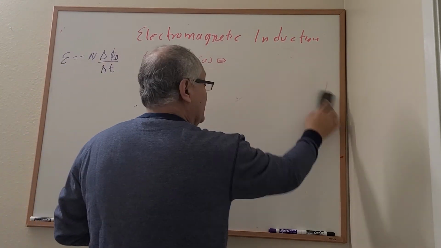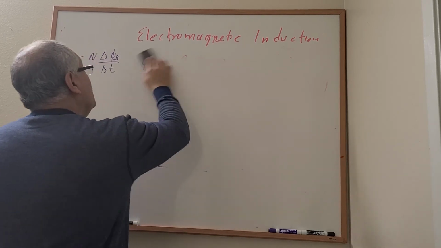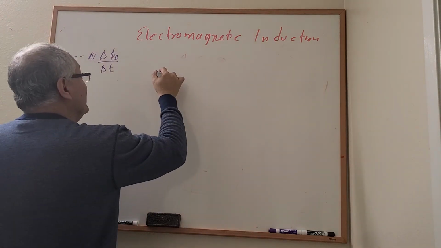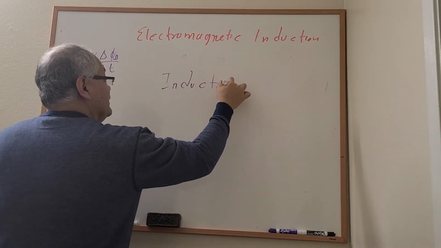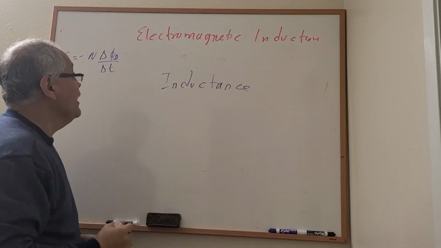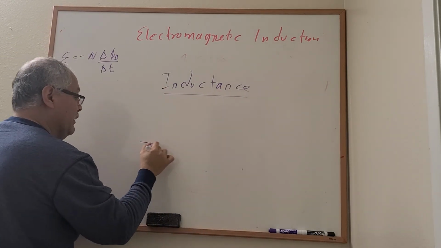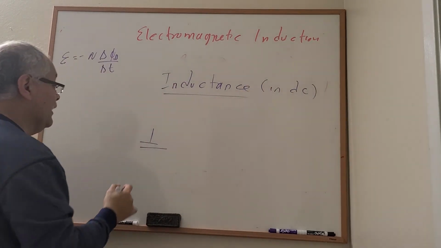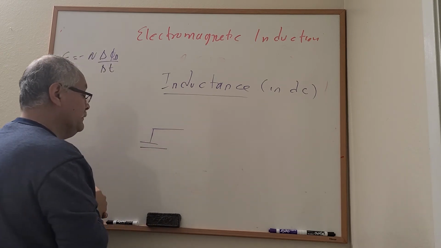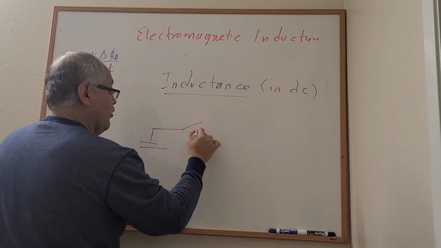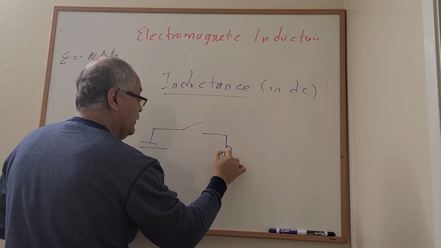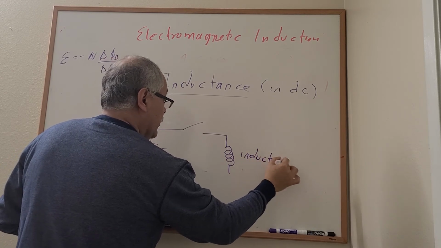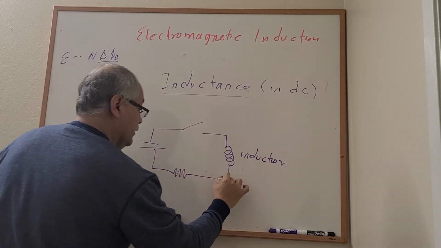Oh, before that, let's go to inductance. Okay, perfect. Look, we have a circuit, we have a battery. It's inductance in DC because we're using the battery. Imagine that we have these circuits open, right? And right here we have a coil. We call this the inductor, and then we have, imagine, a resistor right here.